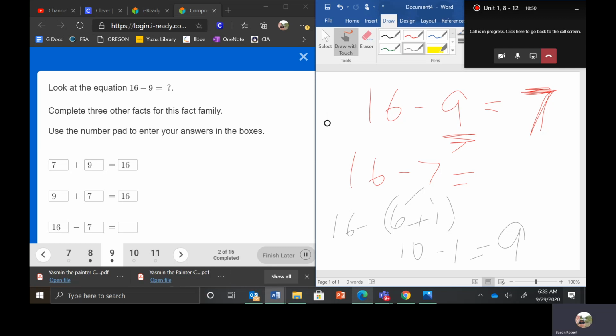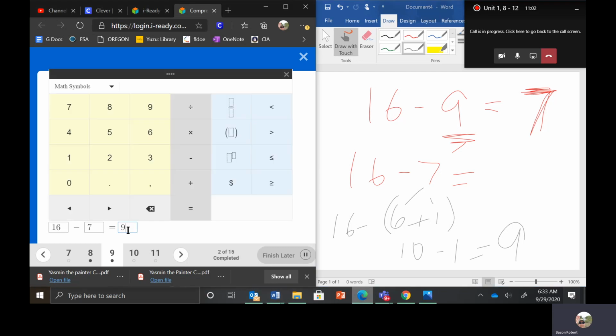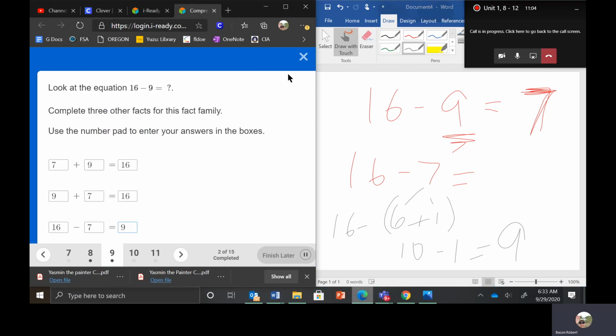So that's one way to do it. You could also do your counting down or your slashes or your circles, or even if you had your blocks or coins at home. And that is our fact family. We can do that for any set of numbers that can be added or subtracted evenly.